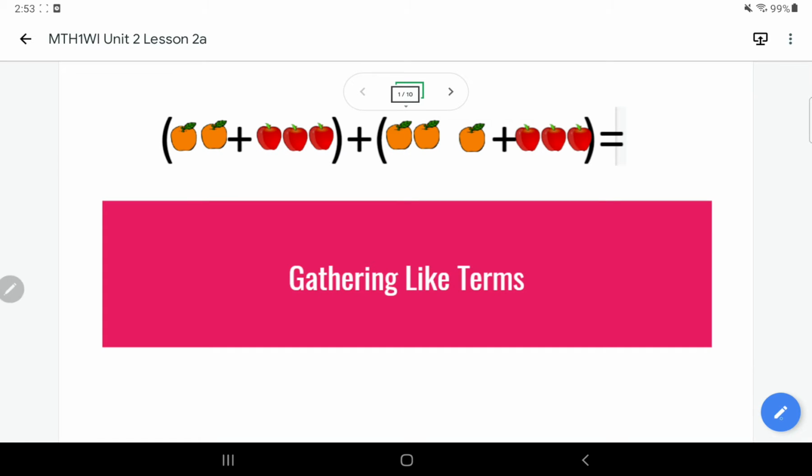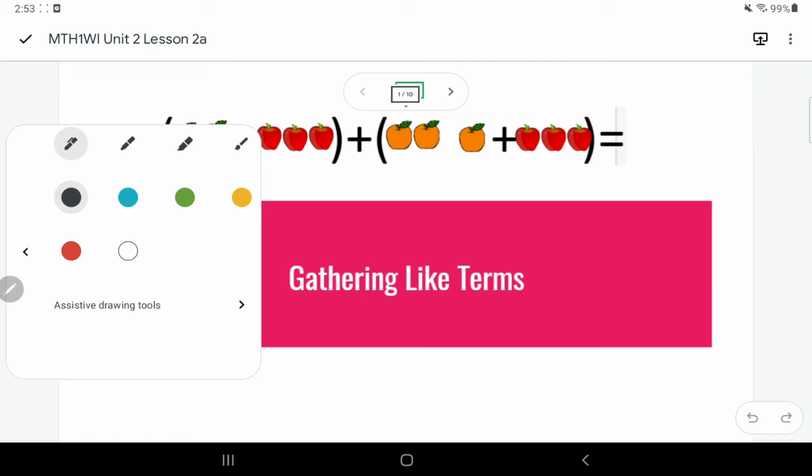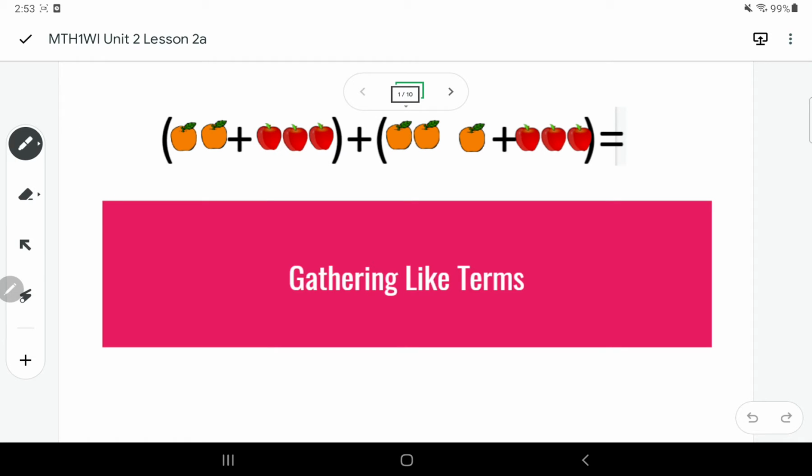Folks, this is the first lesson on Unit 2, Day 2. So you should have out your Day 2 notes and be turned to the part that says gathering like terms. So this is in our algebra section.